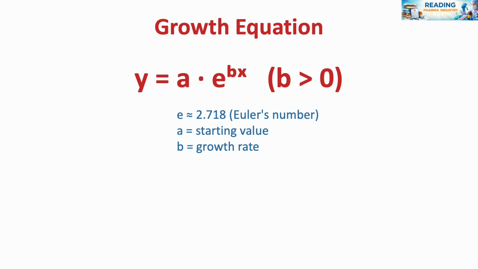Exponential models describe things that grow or decay at rates proportional to their current value. The growth equation is y equals a times e to the power of bx, and in this case b is greater than 0. Here e is approximately 2.718, which is Euler's number. The letter a is your starting value, and b is the growth rate.